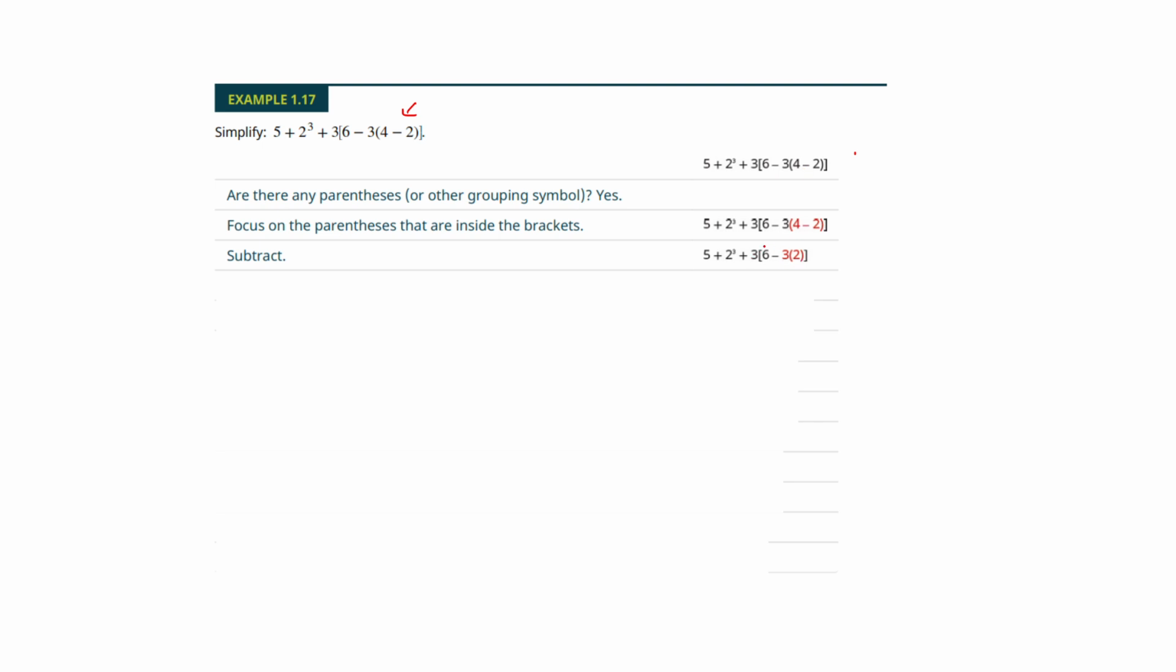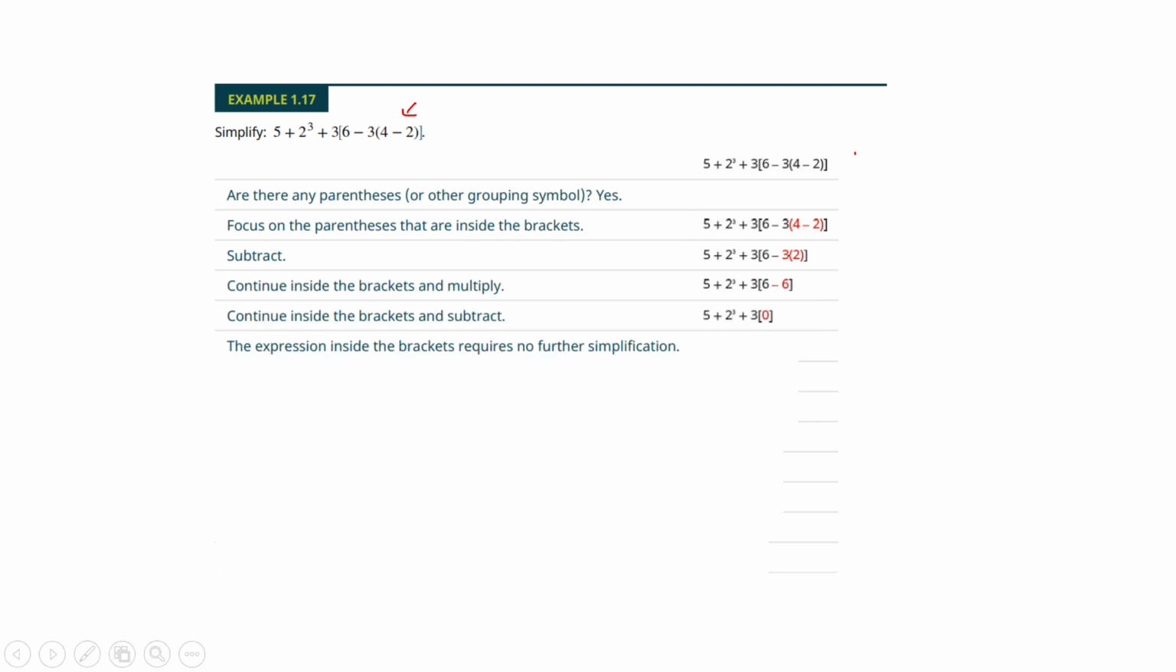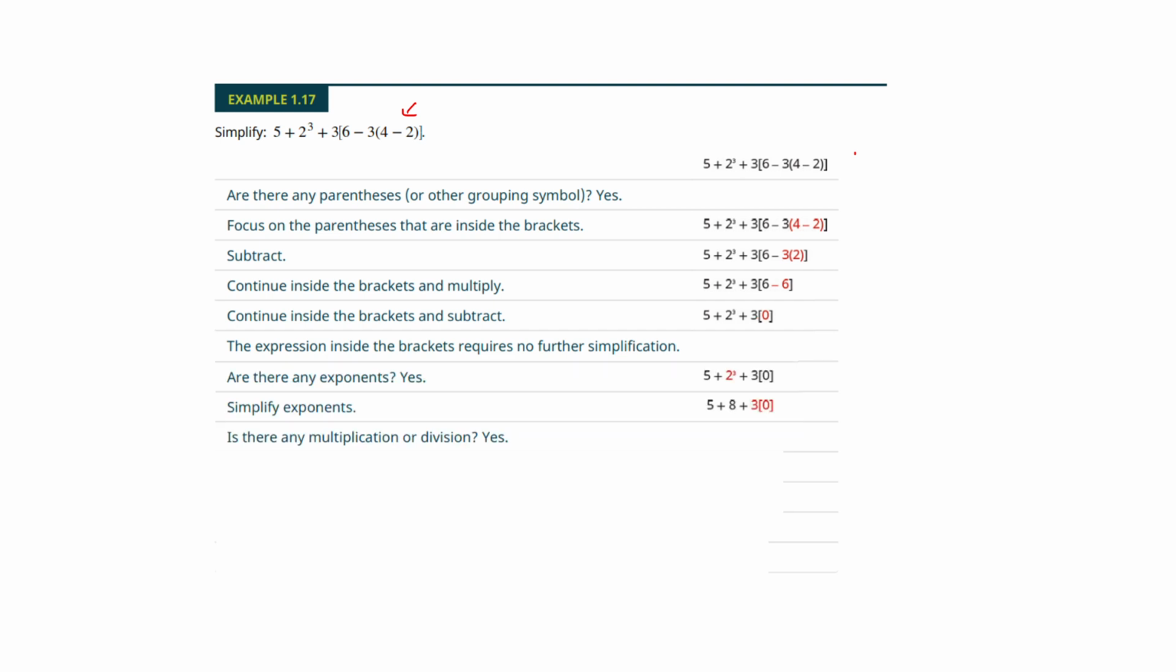Okay, now we're inside this bracket and we've got to work our way out of there. Well, I've got 6 minus 3 times 2, so that has to come next. That becomes 6. Now, I'm still working on a grouping symbol, and 6 minus 6 is 0. Even though this is going to turn out to be 0, let's follow the order.